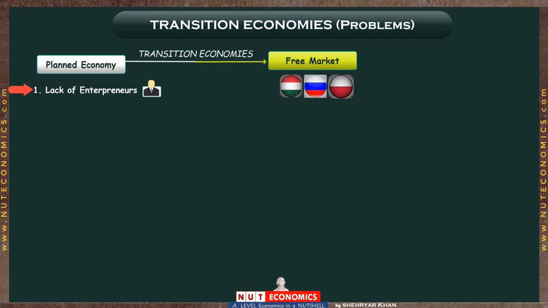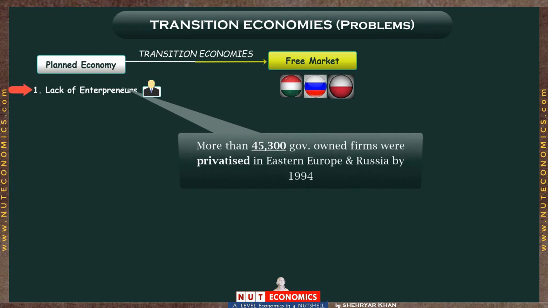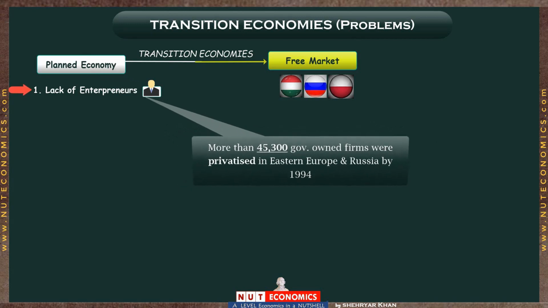These entrepreneurs were required because to move from a planned to a free market economy, the government, of course, had to privatize all the state-owned firms and all the state-owned businesses. Because in a planned economy, remember, everything is owned by the government, all businesses are owned and run by the government. So to become a free market economy, these governments decided that these businesses are now for sale. Any private individual, any entrepreneur can come and buy this business and then run it according to the free market system.